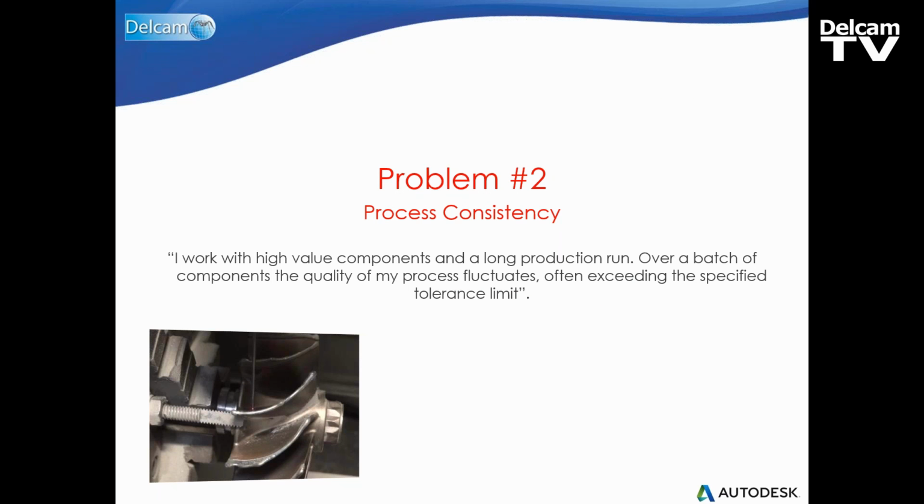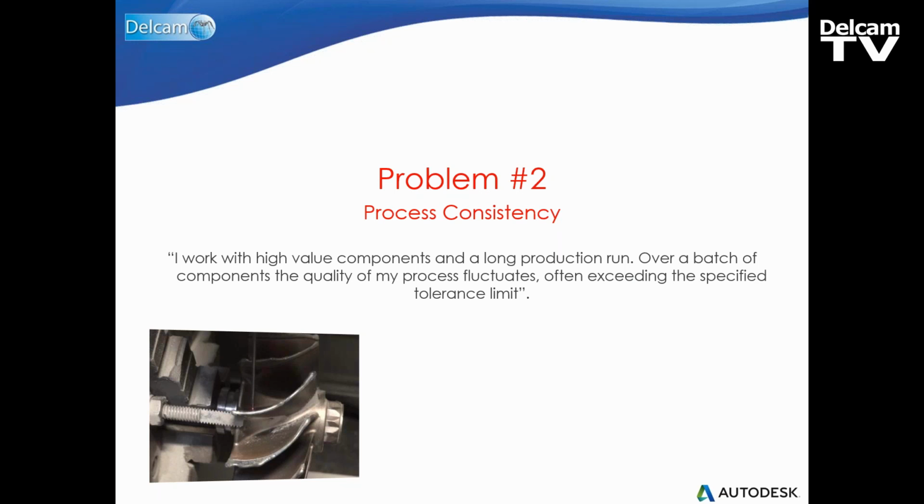So what we've tried to do here is to give you an example quote of things that we might encounter with a customer, and then I'm going to talk to you about how exactly we go on to solve that problem, how we might analyze the problem, and how we then go on to solve it. So as you can see on the screen, the example quote from the customer is that they're working with high value components and long production runs, and that over the batch of components the quality of the process fluctuates, often causing certain features to be outside of the specified tolerance limit.